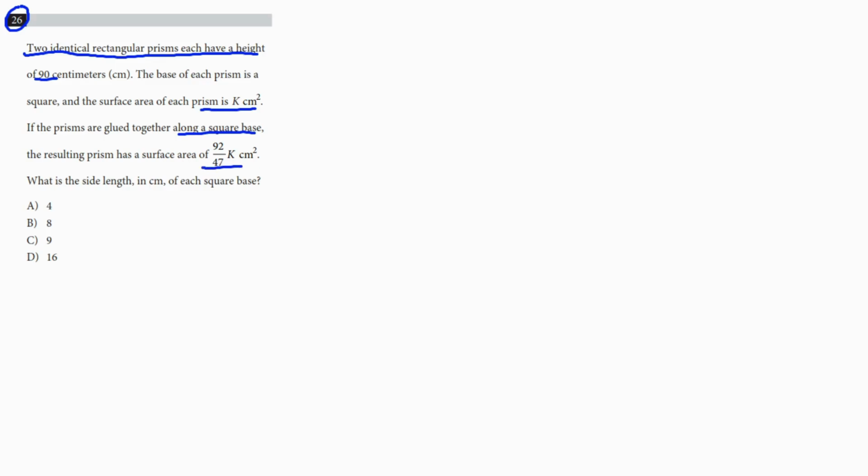So when we get a problem like this, what I like to do is draw it out. So we have a prism by itself, and then they glue it together. So let's look at the prism when it's just by itself. So it'll look something like this. I know I'm a great artist. So we'll have two sides. We'll call them s. It's square. I should mention that, but it's in the problem. And then it has a height of 90. So it'll look something like that.